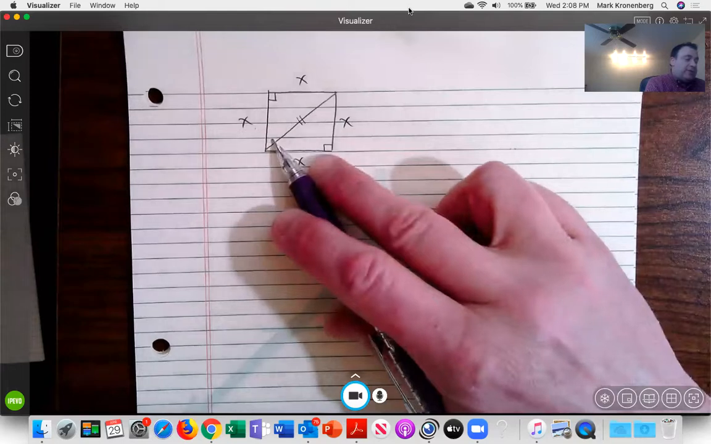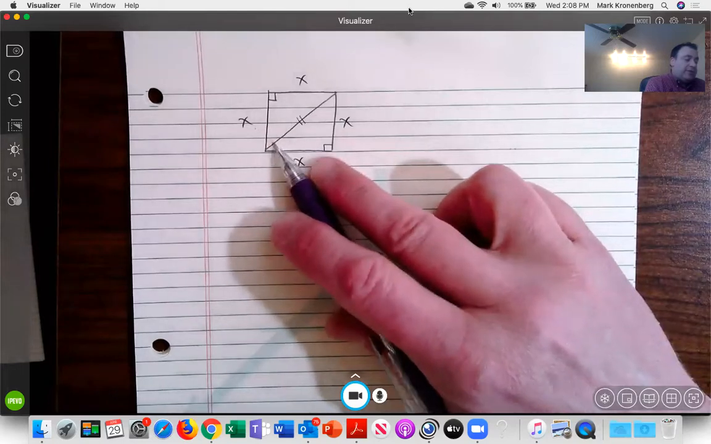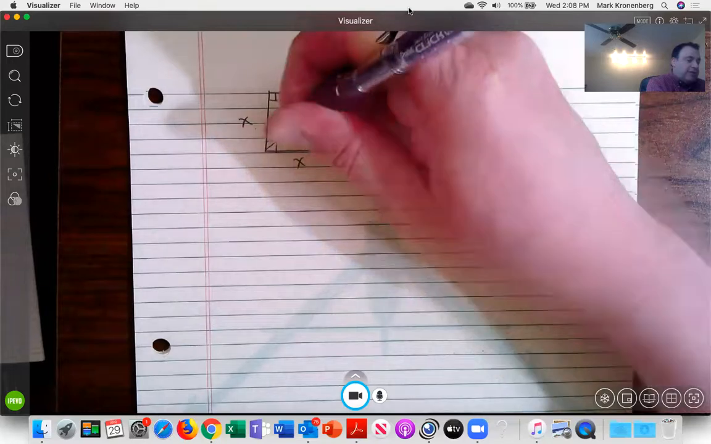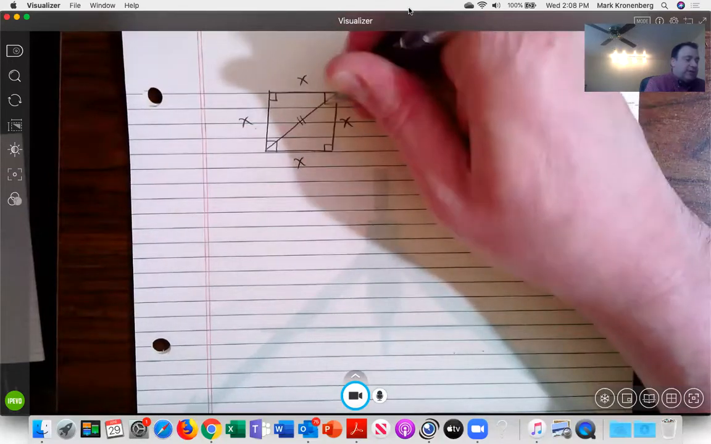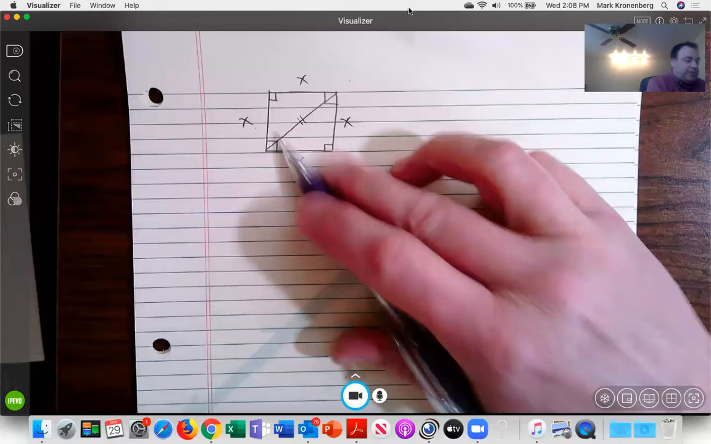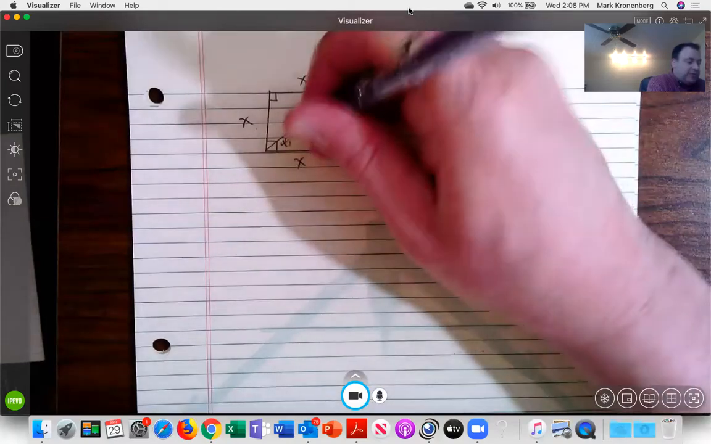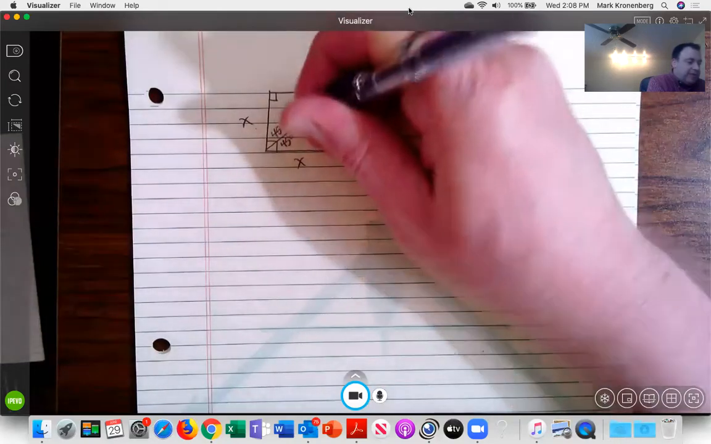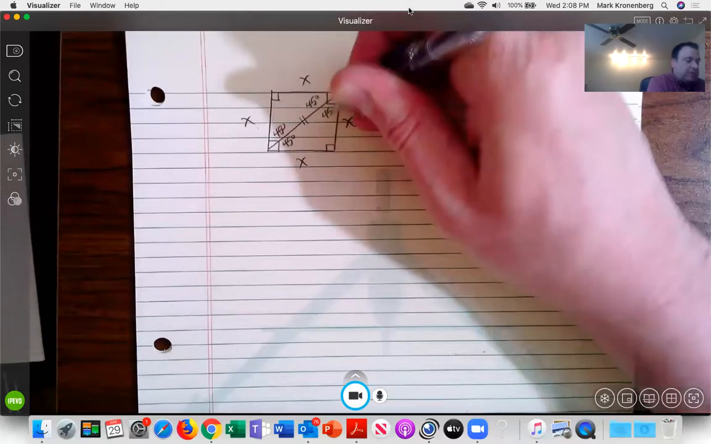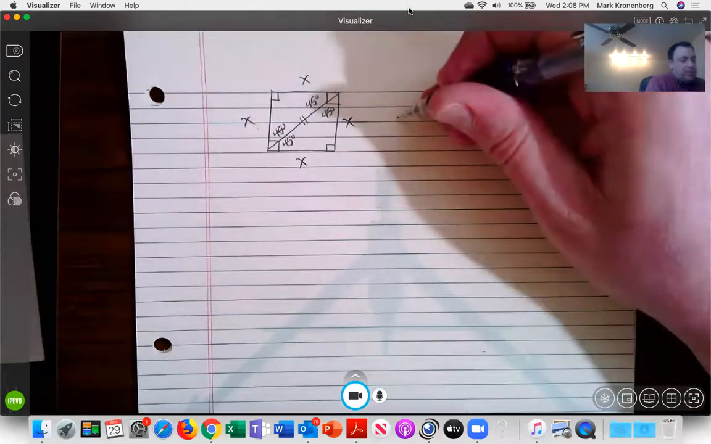So this corresponds to this. These must be the same measure. And since we know every angle is 90 degrees, this angle has been split evenly. These two angles are congruent, so it must be 45 apiece. So we have two congruent 45-45-90 triangles. So let's just focus on one of them. I'll just pull out the bottom one, this one here.